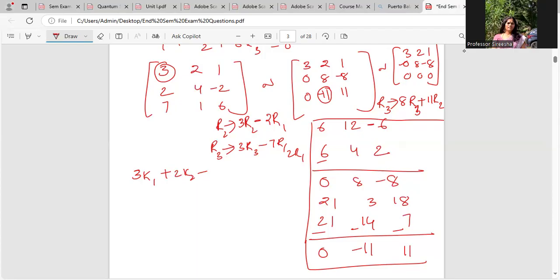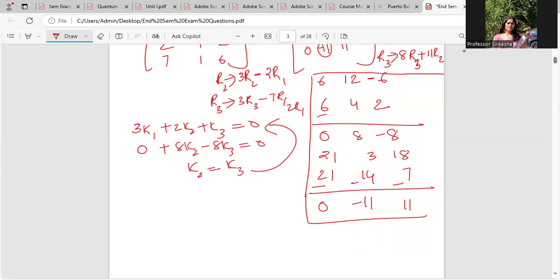It would be 3k1 plus 2k2 plus k3 is equal to 0 is one equation. For k1 the coefficient is 0, so 8k2 minus 8k3 is equal to 0, or in other words, k2 is equal to k3. I substitute the same relation in the first equation to get the value of k1 in terms of either k2 or k3. Anything you can choose. I am putting k3 in the place of k2. So 2k3 plus k3 is equal to 0. Right, 3k1 plus 3k3 is equal to 0, or k1 is equal to minus k3, right?